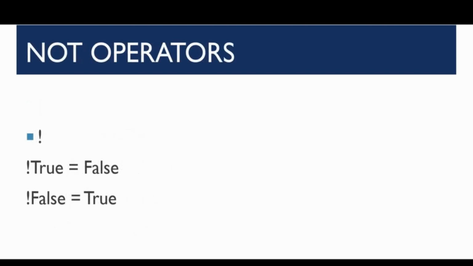Now what is a not operator? The not operator basically changes the value. If you put a not in front of a true, it would convert that true into false, and if you put a not operator in front of false, then it would convert that into true.